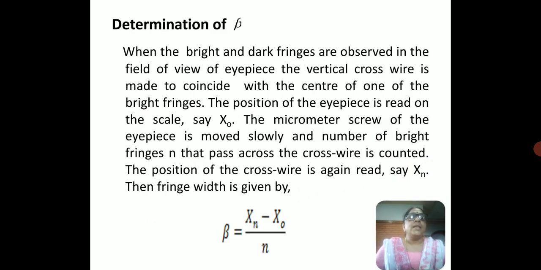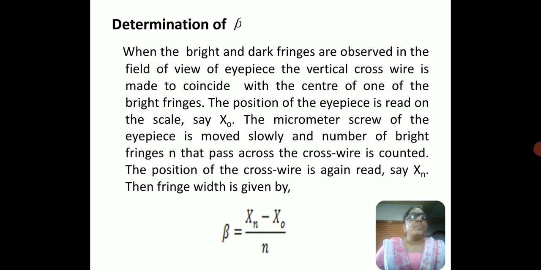So let us find the fringe width beta. When the bright and dark fringes are observed in the field of view of the eyepiece, the vertical crosswire is made to coincide with the center of one of the bright fringes. Then the position of the eyepiece is read on the scale, say that is x naught.